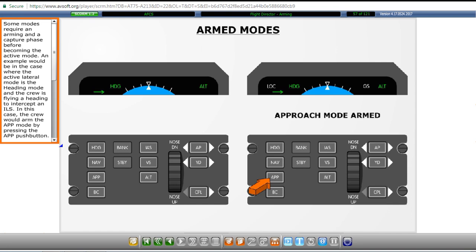Some modes require an arming and a capture phase before becoming the active mode. An example would be in the case where the active lateral mode is the heading mode and the crew is flying a heading to intercept an ILS. In this case, the crew would arm the approach mode by pressing the approach push button. This arms the system to capture the localizer and/or glide slope. Once established on the ILS, the AFCS active mode would be the approach mode.